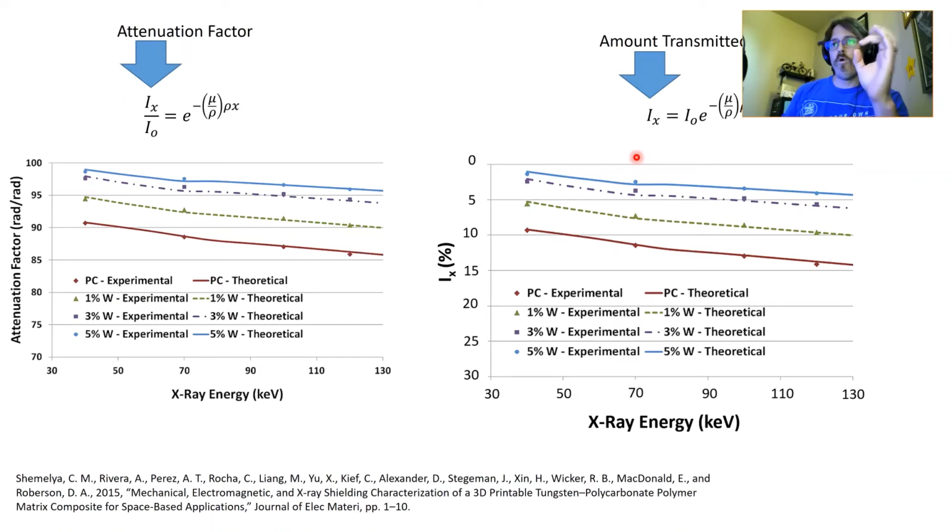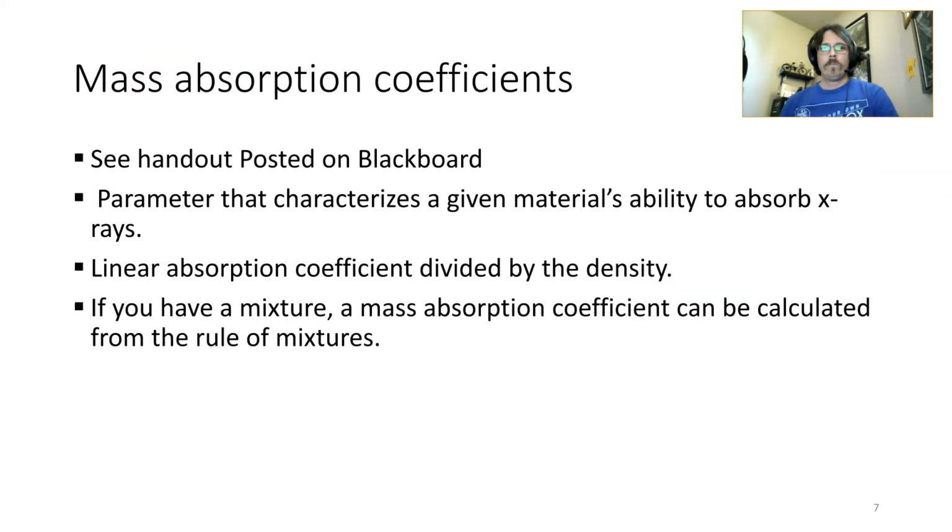So always pay attention to what's being asked and how the data is presented and what kind of language you're using, okay? So amount transmitted would be Ix. If they report attenuation factor, it's Ix over I naught. And we can go over a problem here very shortly.